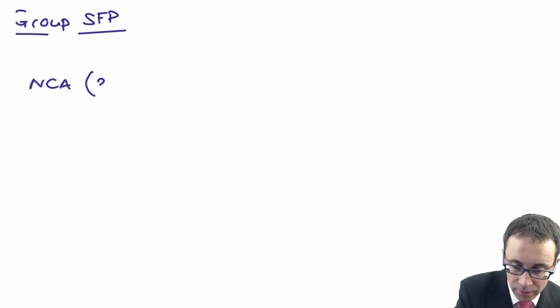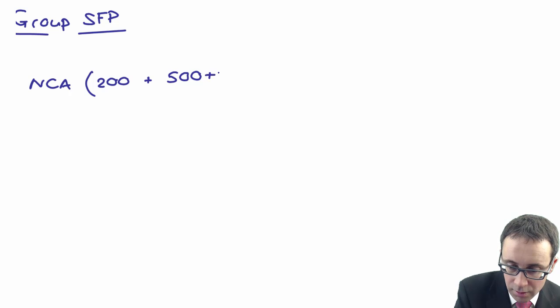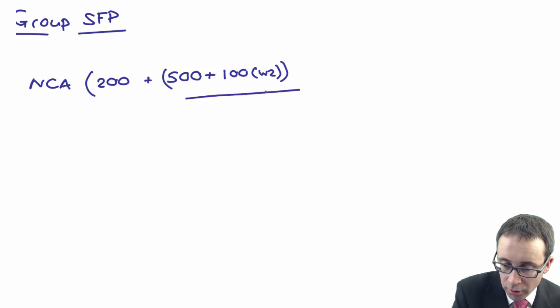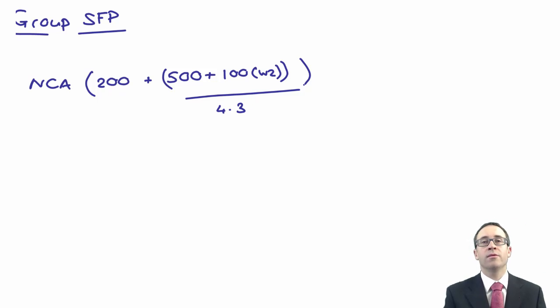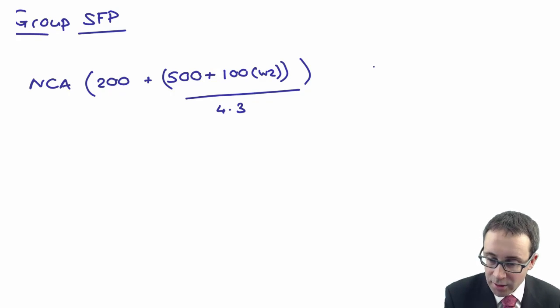Just be very careful. It's 200 plus 500. But don't forget as well that there was a fair value adjustment of 100 that you need to record within the subsidiary's non-current assets. Again, don't forget everything in the sub needs to be translated at the closing rate. If you total that on your calculator, you should get 339.5.